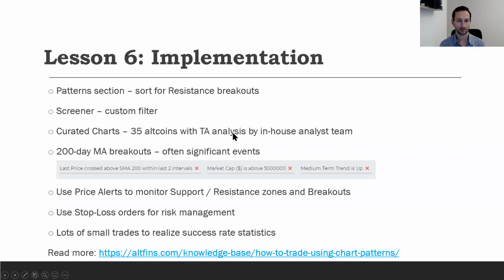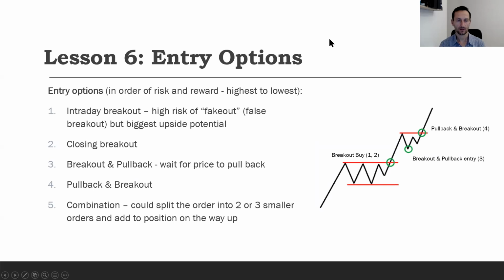Now, let's see. We talked about using price alerts. Now, one other thing to discuss: if it were all that easy as just trading the breakouts, that would be way too easy. Those are typically good opportunities with solid upside, but we're going to get fakeouts, right? So how to enter a breakout is also a bit of an art and a topic for a lot of traders because they have different approaches. Essentially, it all comes down to a trade-off between being early, having a lot of potential upside, but also being wrong a lot of times.